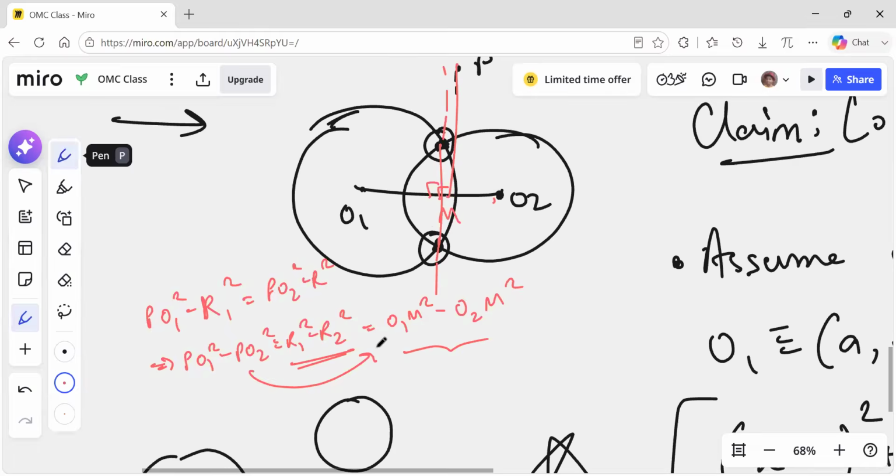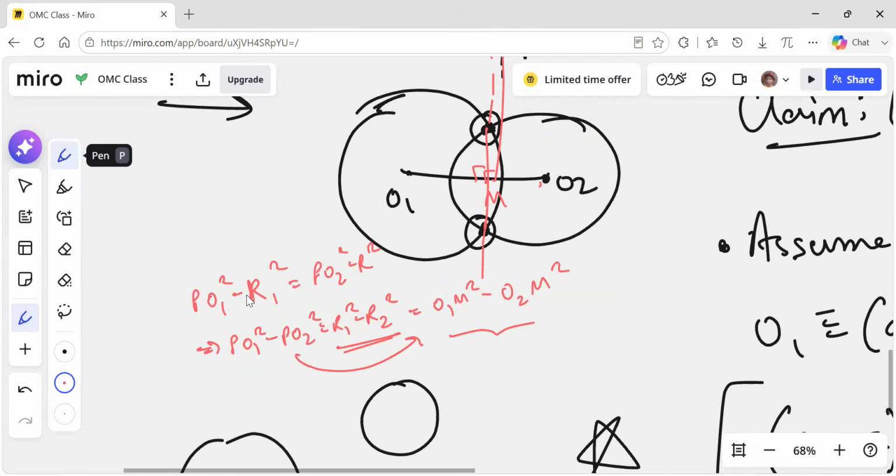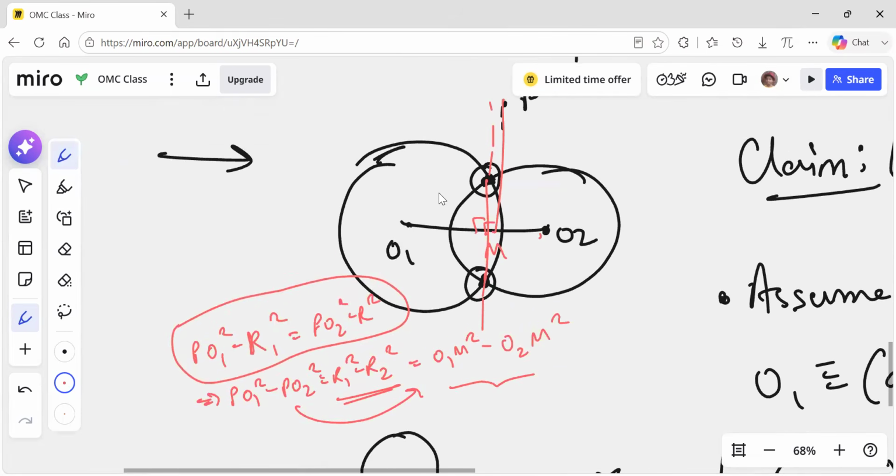So what he basically did is that, you have this condition which you need to satisfy, and from P you drop a perpendicular onto O1O2, which is say M. We don't know what M is or where M is right now. But from Pythagoras, you can show that PO1 square minus PO2 square is equal to O1M square minus O2M square. This is basically because you have P, you have M, this is O1, O2. So this square minus this square is equal to this square minus this square. That's basically what he did.